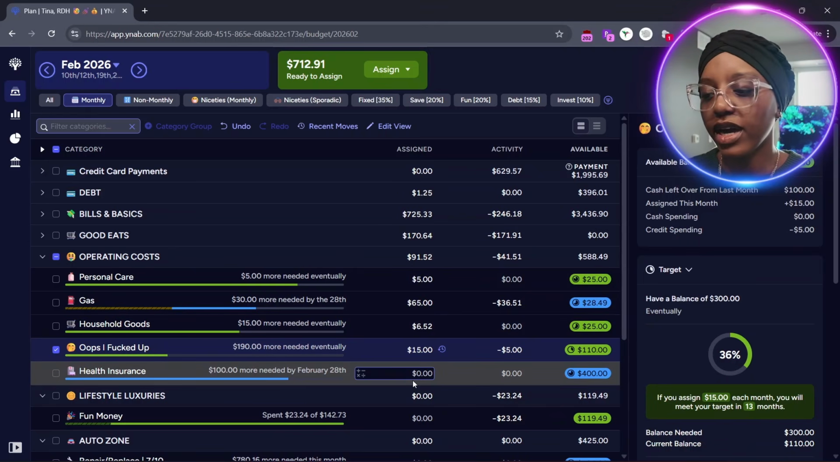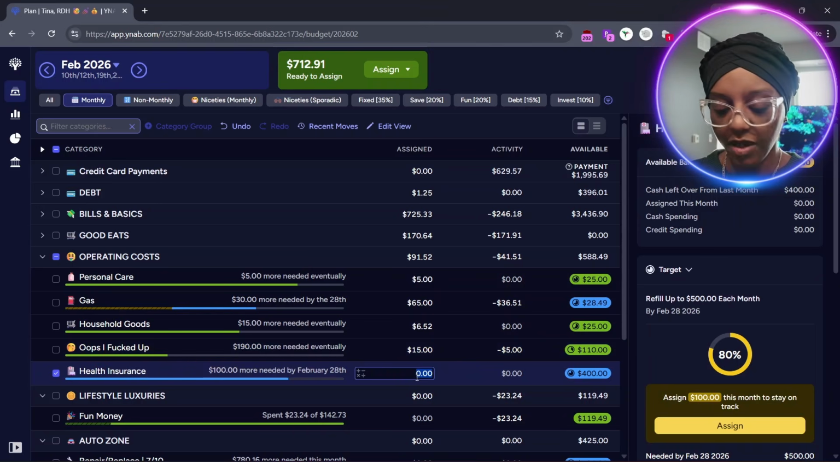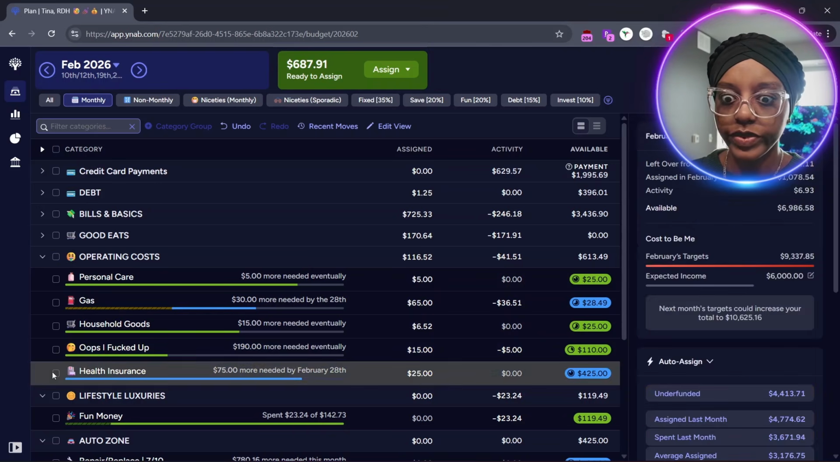Health insurance, I really don't know. The word is still out. I guess I would say the $100 would be by the end of this month, so I'll put $25 in there. We'll see how it goes.